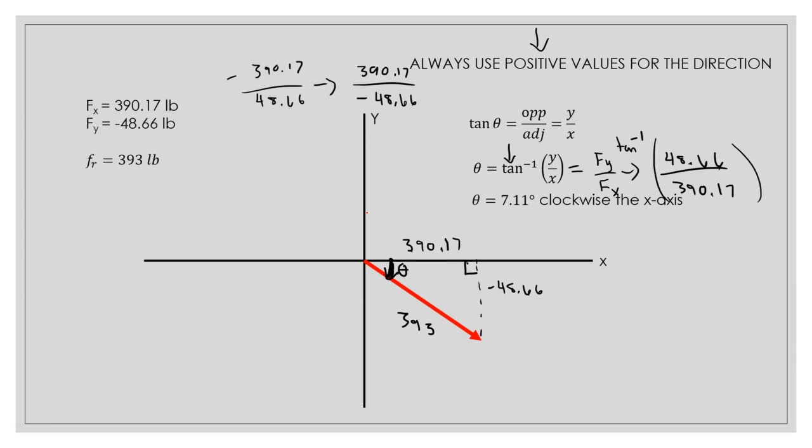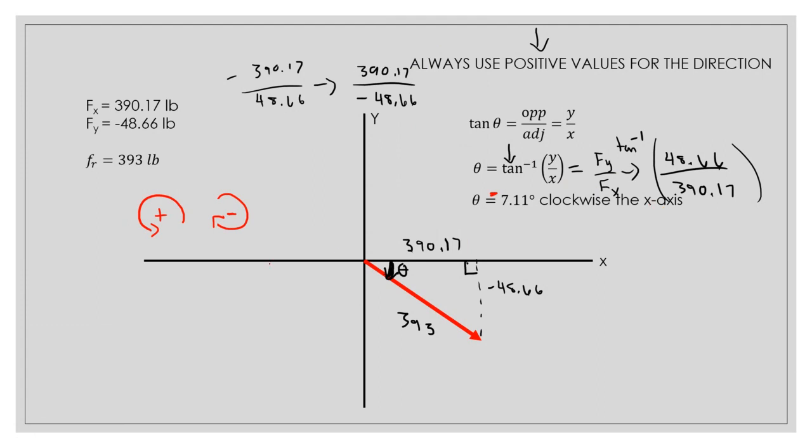Yes, perfect, Patricia, you got it right. It is a negative angle. In mathematics, physics, and engineering courses, counterclockwise is positive and clockwise is negative. So 7.11 degrees clockwise from the x-axis.